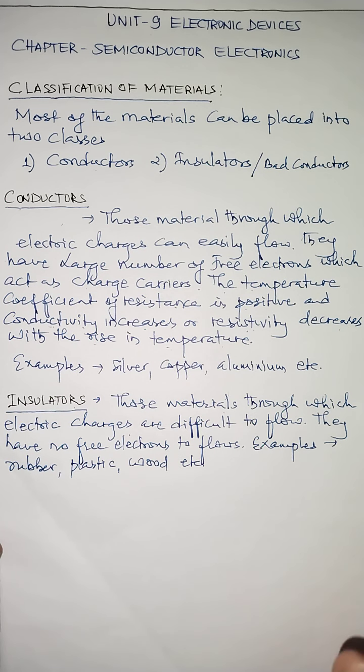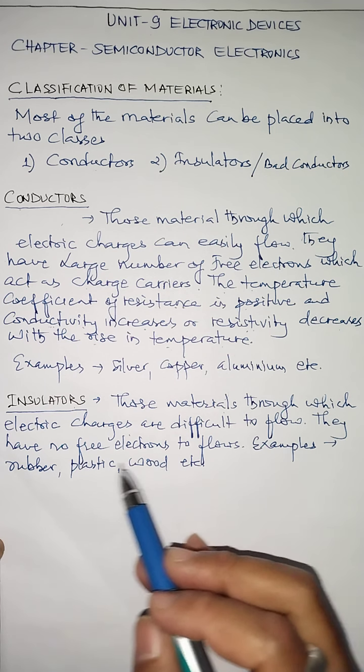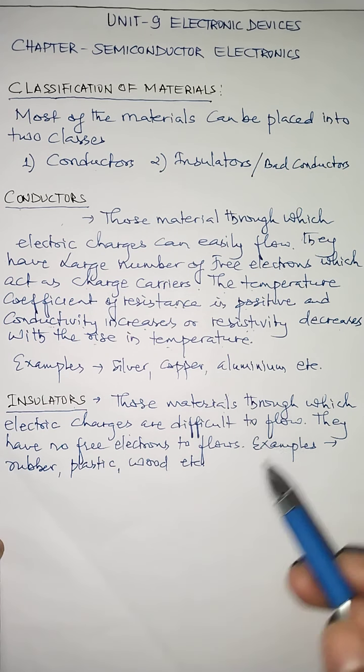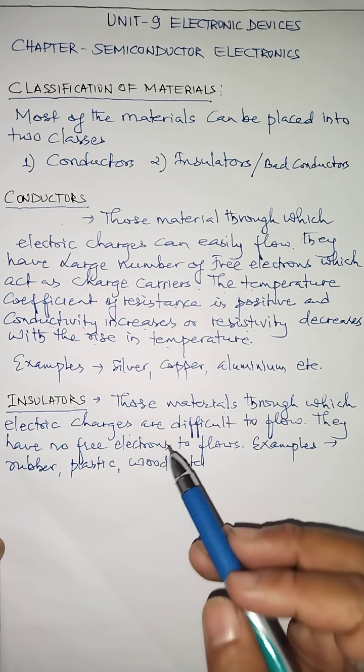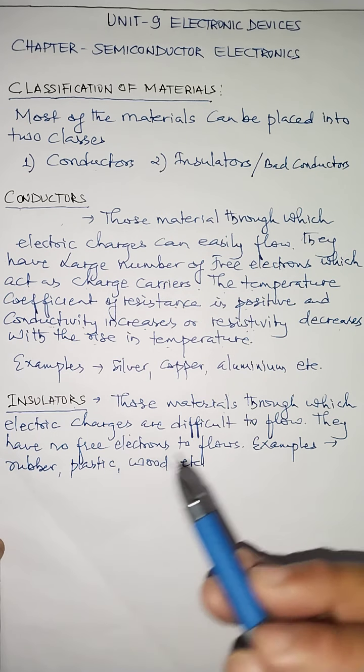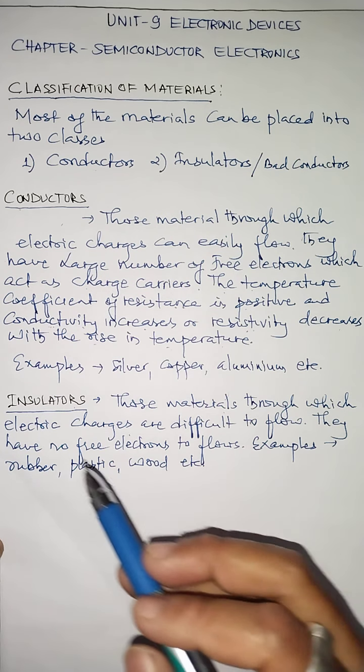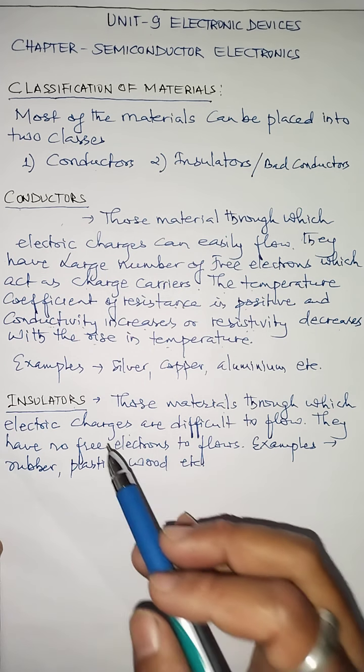That means an insulator has almost no free electrons present. When there are almost no free electrons present in the insulator, the electrons cannot flow throughout the substance. Those substances or materials which do not allow the charge to flow at all are called insulators.